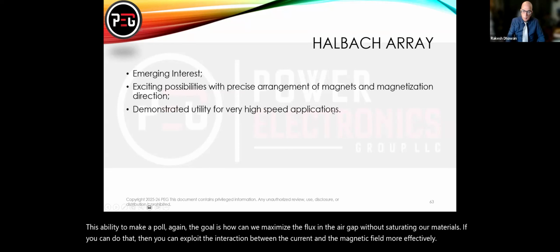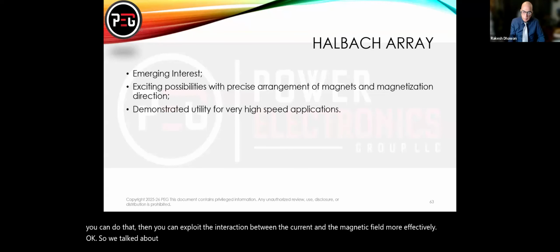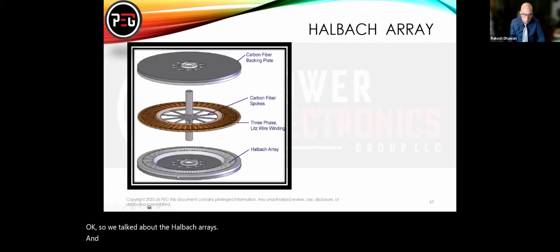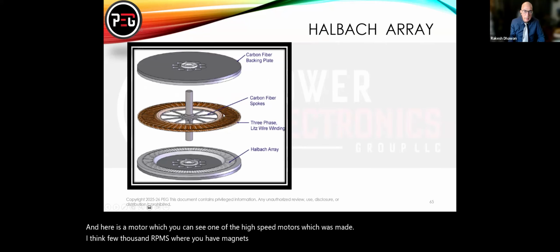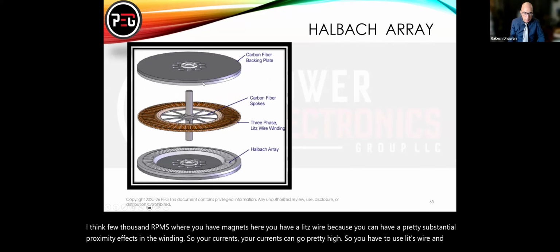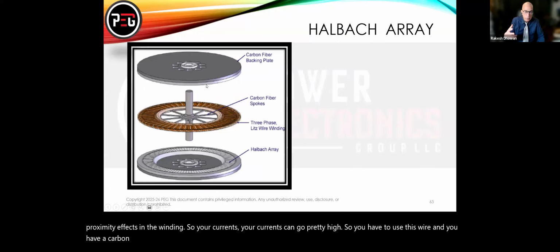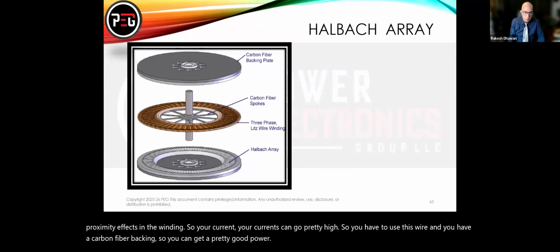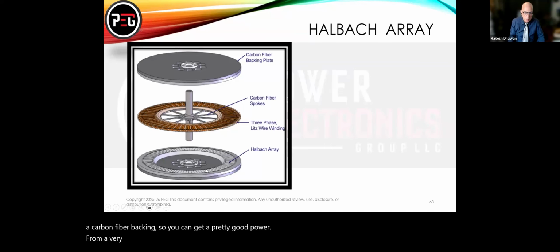Okay, so we talked about the Halbach arrays, and here is a motor which you can see, one of the high-speed motors, which was made, I think, for a few thousand RPMs, where you have magnets here, you have litz wire, because you can have pretty substantial proximity effects in the winding, so your currents can go pretty high. So you have to use litz wire, and you have a carbon fiber backing. So you can get pretty good power from a very clever design using Halbach arrays.